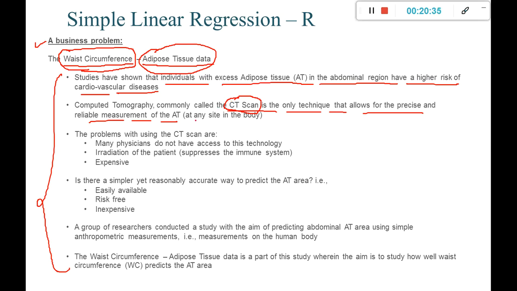Now, what are the challenges over here? The challenge with CT scans is that not many physicians have access to this technology. In your city, in your area, not every doctor has a CT scan machine. There is another danger that irradiation of the patient happens, and many times the patient's immune system gets suppressed, and of course it is very expensive.